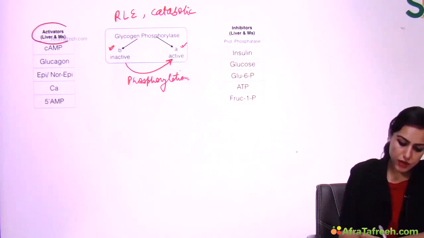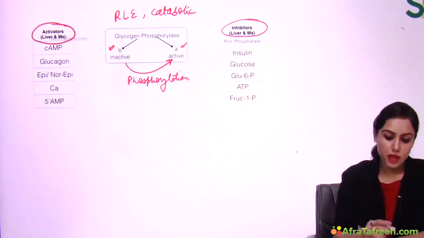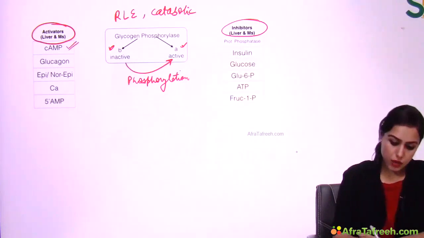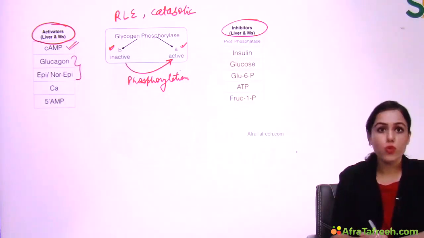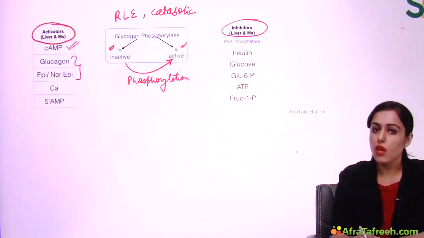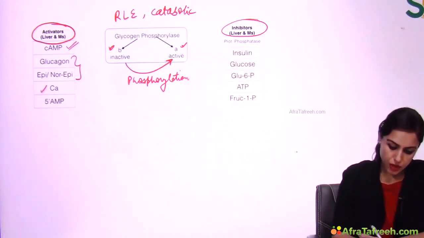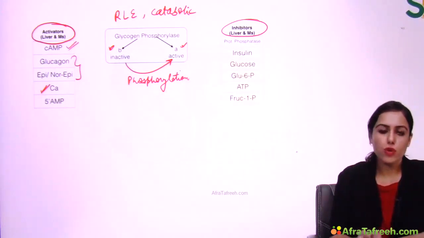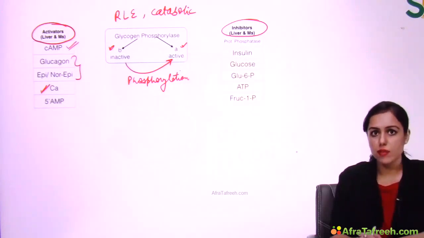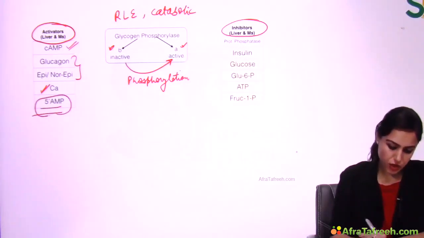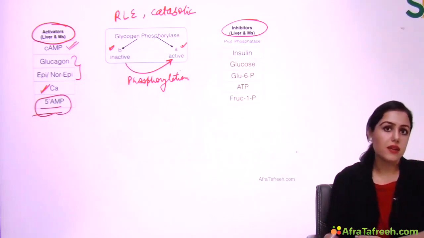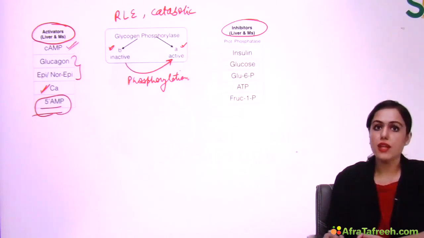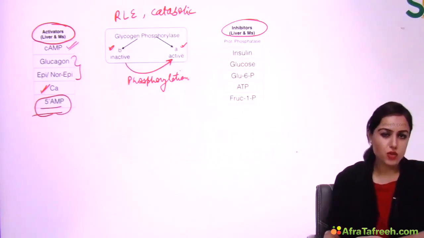Now we have to learn the activators of this enzyme and inhibitors of this enzyme. First activator written is cyclic AMP. It will cause phosphorylation and activation. Then I told you hormones which cause phosphorylation are glucagon, epinephrine, norepinephrine. They will also cause phosphorylation. Then calcium and calmodulin, they work together and they will activate this enzyme without doing phosphorylation. They can directly activate the enzyme, right? And the last one written is 5'-AMP. This 5'-AMP they have recently added in the list of activators. The mechanism how 5'-AMP is activating is not known, right? So just cram this last one, okay?